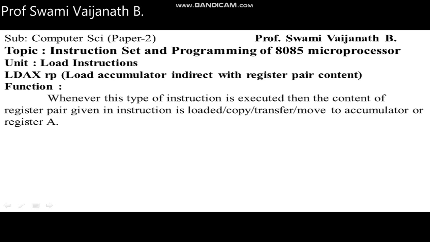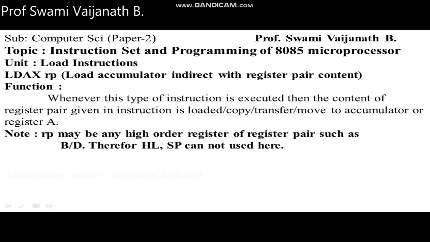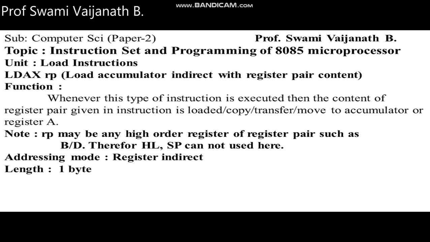As an operand, you specify a register pair, but with this instruction only BC and DE are used. That is, you cannot use SP and HL register pairs here. The addressing mode is register indirect because it points to the address in the register pair. The length is 1 byte. No flags are affected. Example: LDAX B. Then what happens? The content of the BC address is loaded into the accumulator.